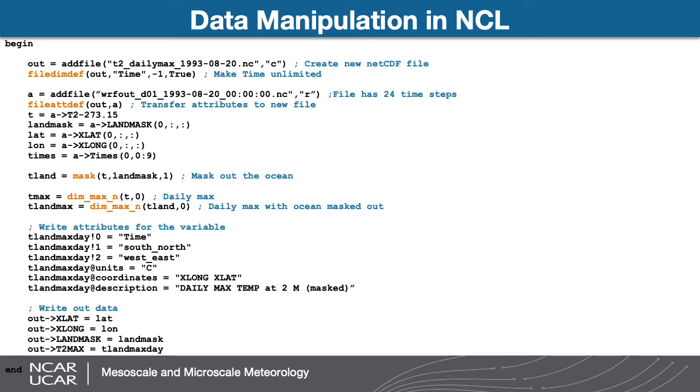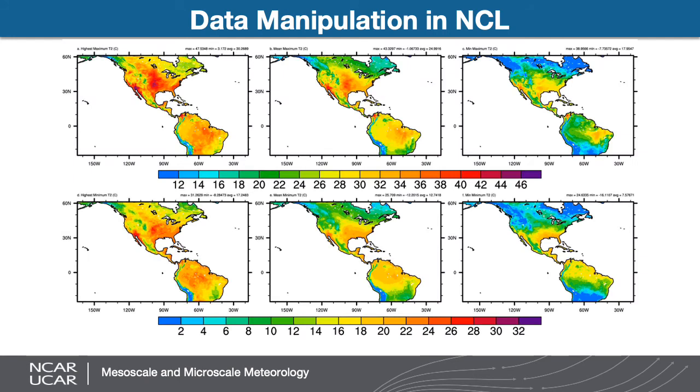Next, we can write out the data just like so to our out file. We write out xlat equals lat and so on until the file is over, and it will create a brand new file of masked temperature, and you can create a plot that looks something like this.